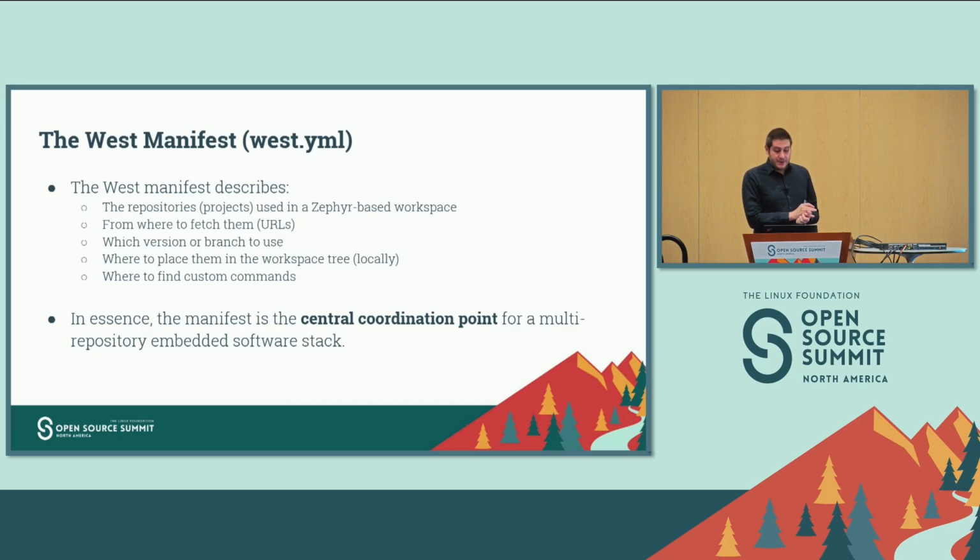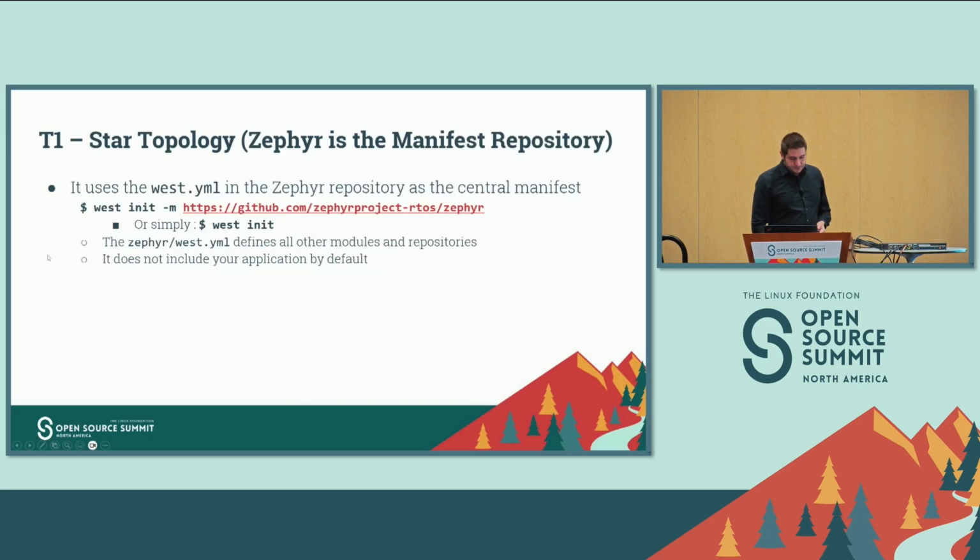It may be placed in different locations. This west.yaml could be placed in different locations in your workspace, and we can also have different west.yamls in the system, and this depends on the different topologies that we have in Zephyr. So actually, we have three different topologies in Zephyr. The first topology is called the T1 star topology.